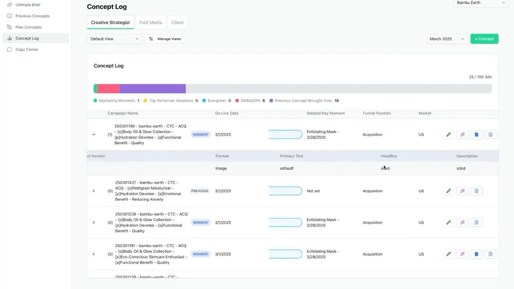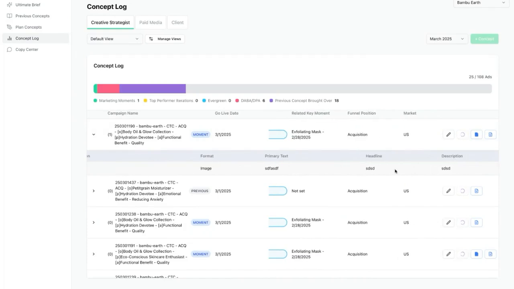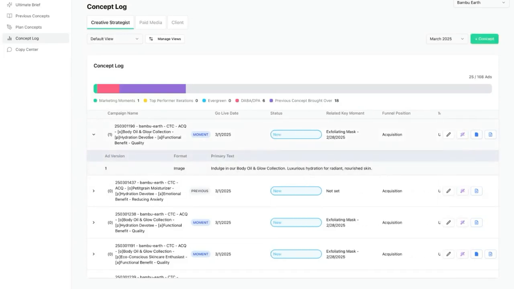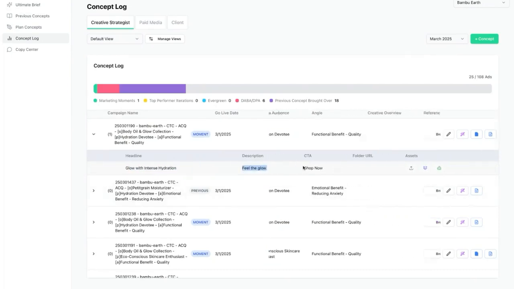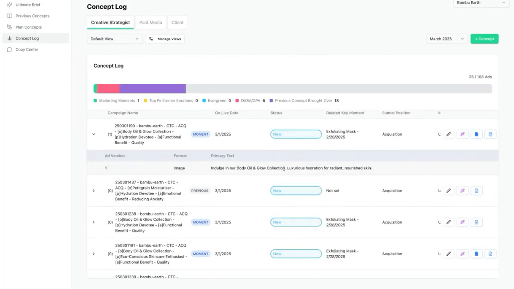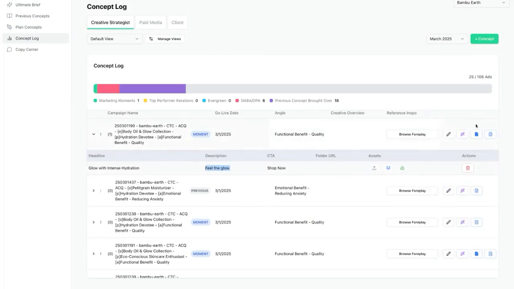So now what I could do too, is I can hit this little magic button right here, and it's actually going to write the copy for me. So if I wanted to just automatically create it, it's going to take what it knows. So you can see, indulge in our body oil and glow collection. That's the collection. Luxurious hydration for radiant, nourished skin. Again, it knows who it's talking to, it knows the audience, knows the angle. Glow with intense hydration headline, description, feel the glow, shop CTA now. Okay. In theory, I would have uploaded my assets here. I click this button, boom. It's going to generate a brief.